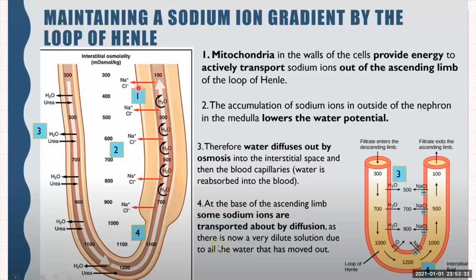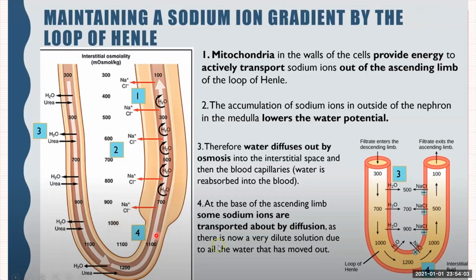Okay, so how is this sodium ion gradient maintained by the loop of Henle? Here in this part, mitochondria in the walls of the cells provide energy to actively transport sodium out of the ascending limb of the loop of Henle, right? If you look at number 2, the accumulation of sodium ions outside of the nephron in the medulla lowers the water potential, because you have a lot of solute here now. Therefore, water will diffuse out by osmosis into the interstitial fluid in the space of the blood capillaries, and water is reabsorbed into the blood, right?